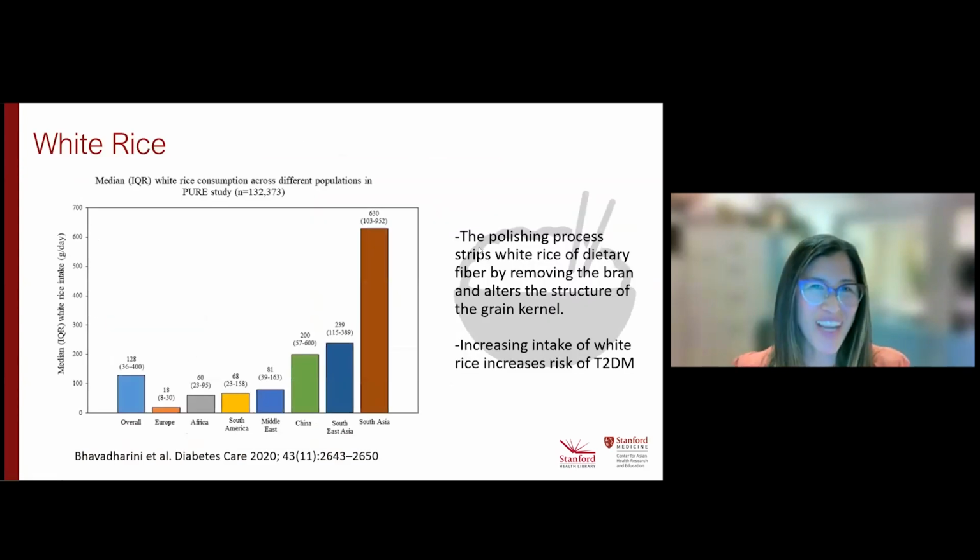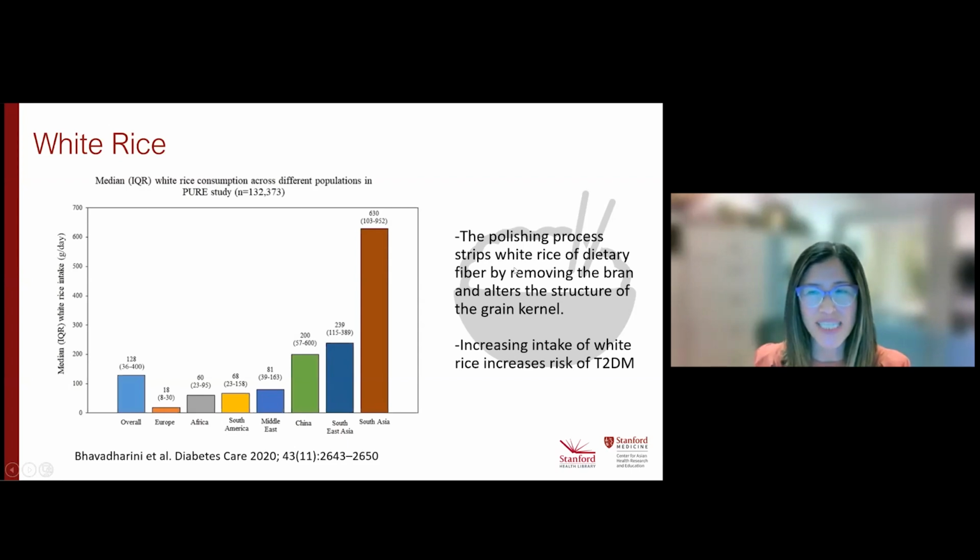I want to talk about rice because, for my patients, rice can be emotional. It's definitely a staple in Asian American diets. This study, which was conducted in several countries, not just in the United States, looked at risk of diabetes and rice intake. It's highest in South Asia, and it's written here as grams per day. They said 1 unit was about 150 grams. That can be about 3/4 to a cup of rice. And it's highest in South Asia.